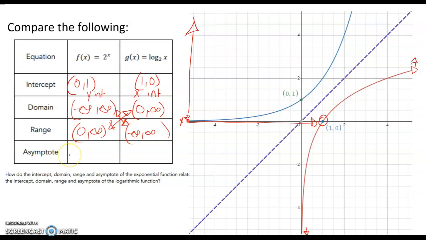Our asymptotes, as we've already talked about, our asymptote for our exponential function is y equals 0, and that is a horizontal asymptote. We draw a horizontal line. And we've talked about how this function stops when x is 0, which is a vertical asymptote.